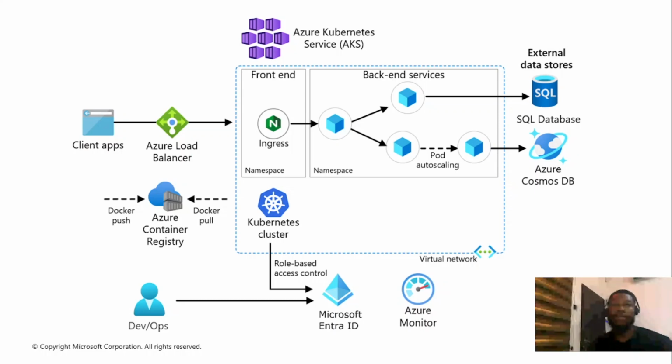AKS is a managed Kubernetes cluster hosted in the Azure cloud. Azure manages the Kubernetes API service, and you only need to manage the agent nodes. You can see that there is a virtual network in this architecture. By default, AKS creates a virtual network into which agent nodes are connected. You can create the virtual network for more advanced scenarios, which lets you control things like subnet configuration, on-premises connectivity, and IP addressing. You can also see ingress.